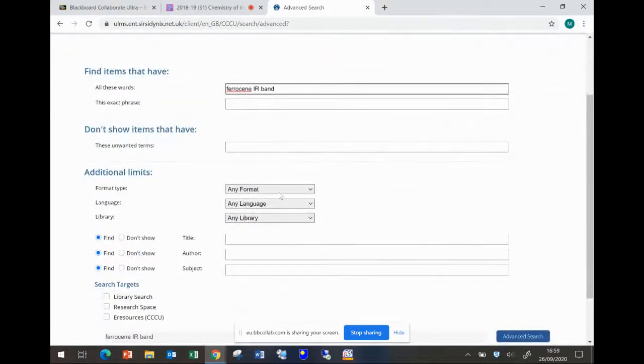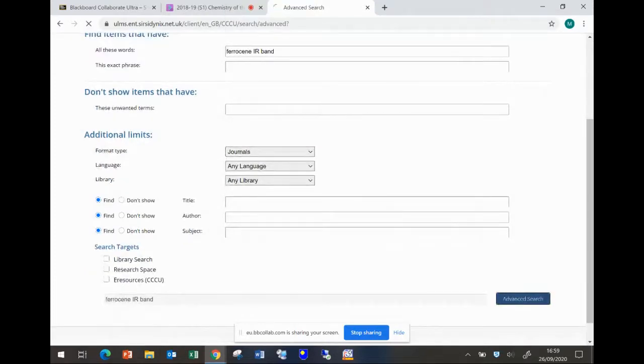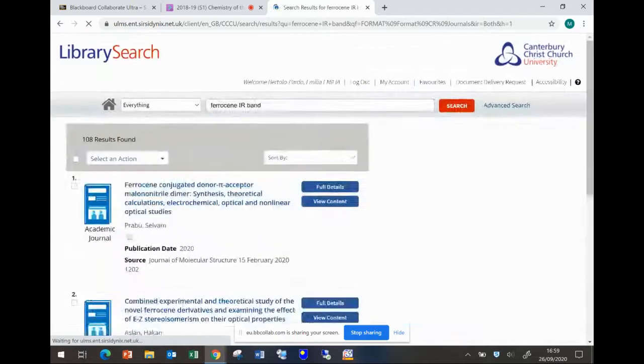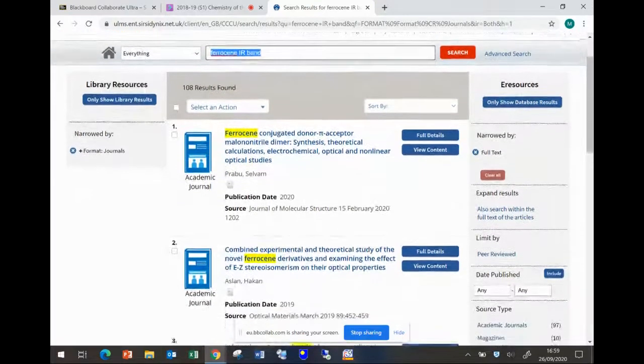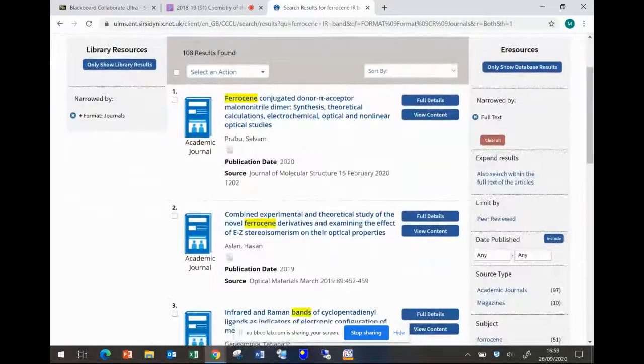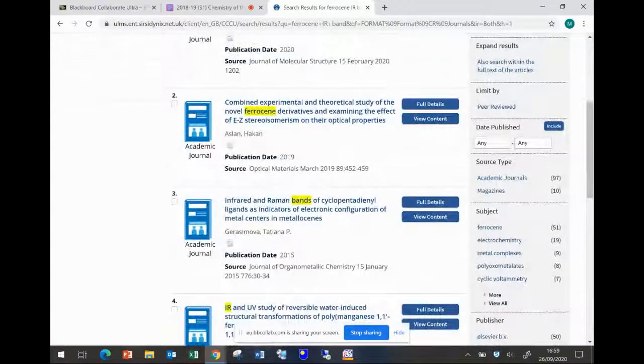Ferrocene infrared band, and again, I want a journal. Oh, I want journals in my search. And I keep my fingers crossed and hope for something. Okay, ferrocene conjugated donor, maybe it does sound journal molecular structure. It sounds like a very physical chemistry paper. It might not be very useful. I might investigate, because if it came out, it means that it has some infrared. Oh, this could be perfect.